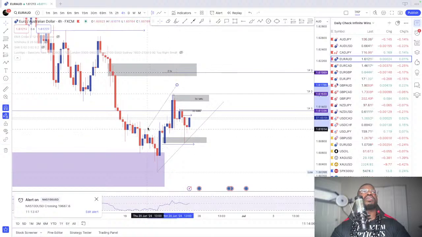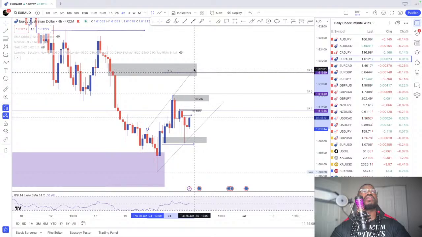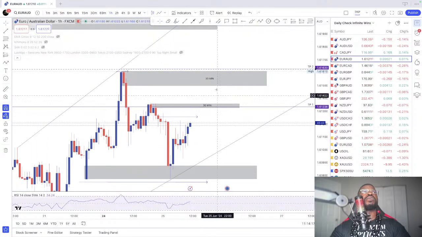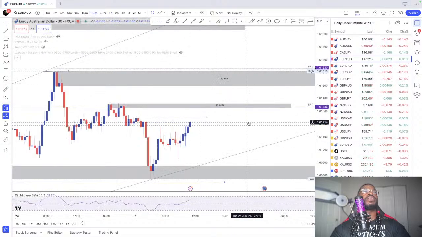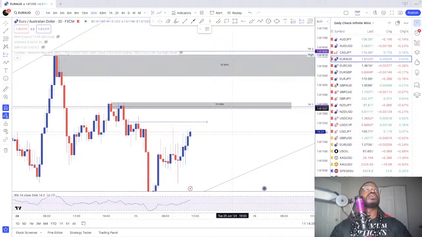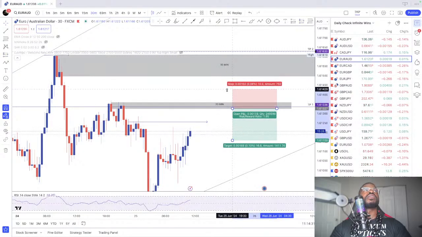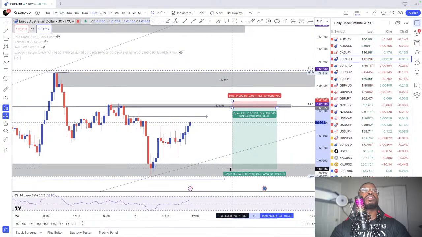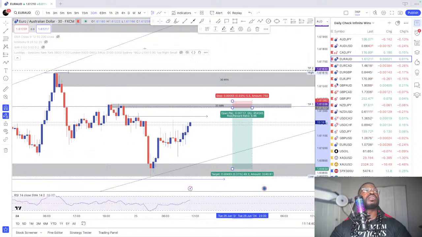Let's go from this high. So I'm gonna take this play at the 30-minute. I'm selling this. That's still a 1-8. Let's get some TPs.